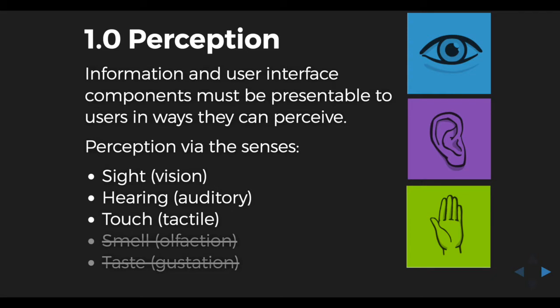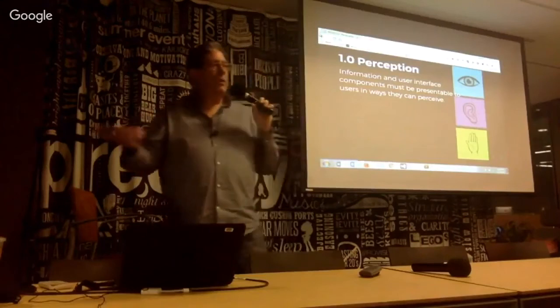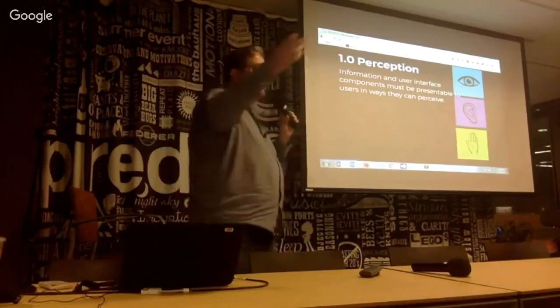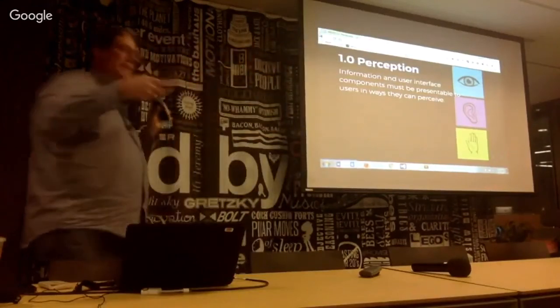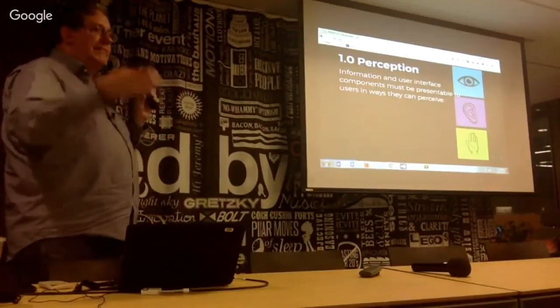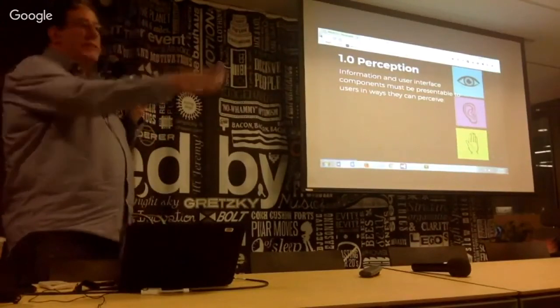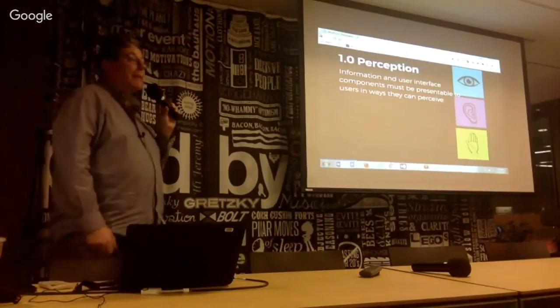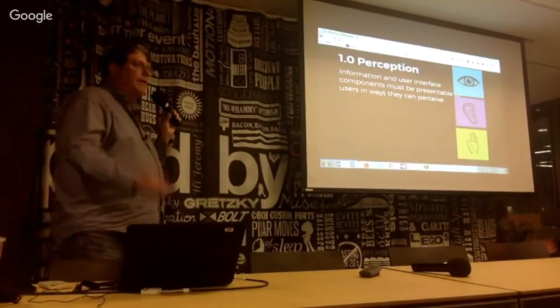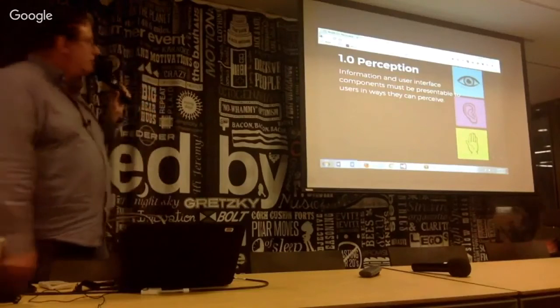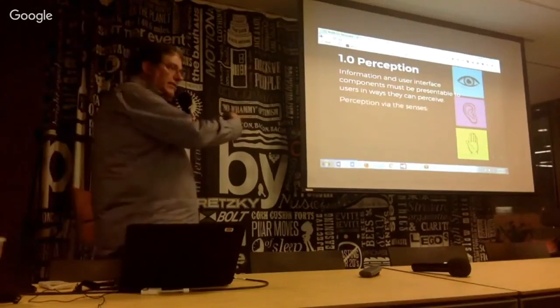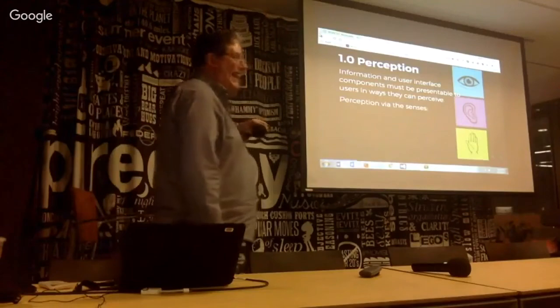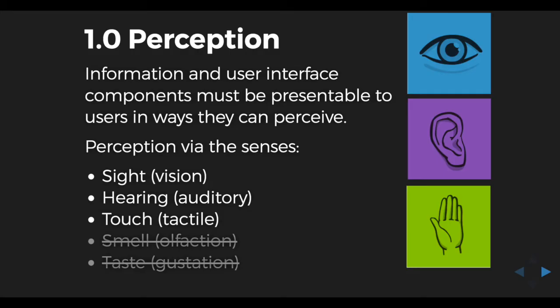So perception. Information and user interface components must be presentable to users in ways that they can perceive. So what is perception to you? What are the things that you would think apply to something being perceived? Anyone? Based on the senses. So the senses. You must have seen my slides.